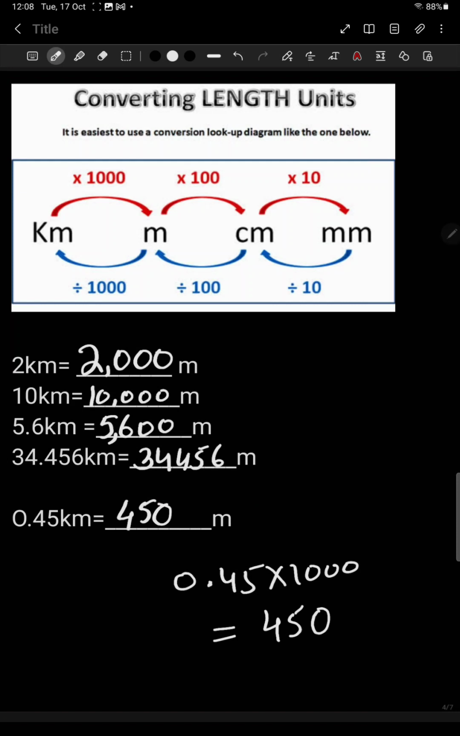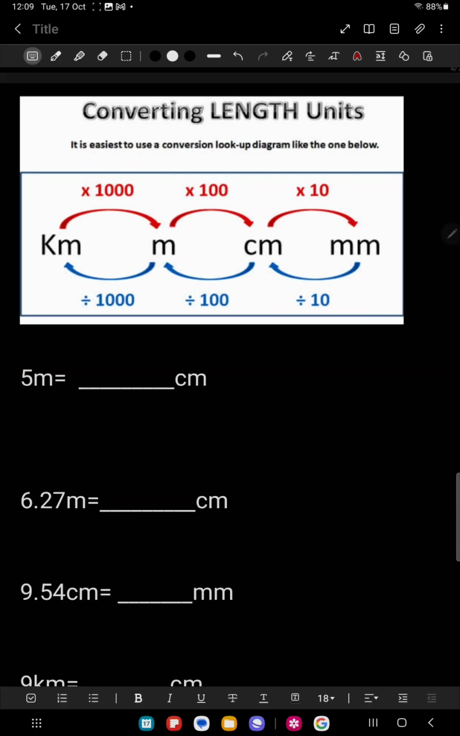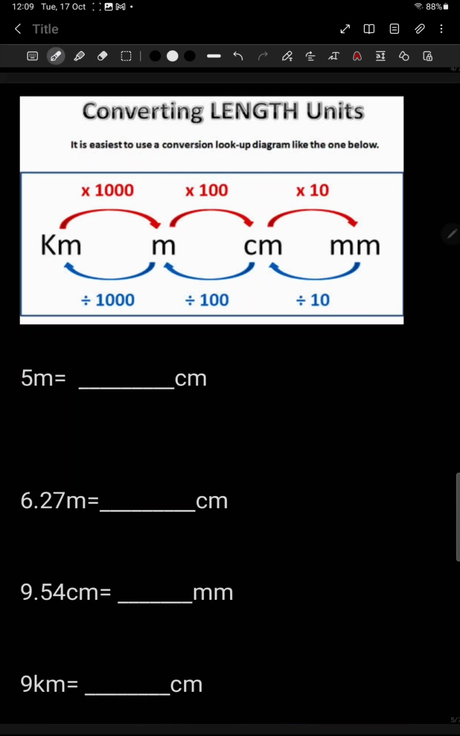Now we will convert some other units as well. How to convert meter to centimeter. Now we will see from our chart. Meter to centimeter requires multiplication by 100. So when we are converting from meter to centimeter, it will be multiplied by 100. So 5 meter, 5 into 100 will give us 500. So over here it is easier, 500 centimeter.